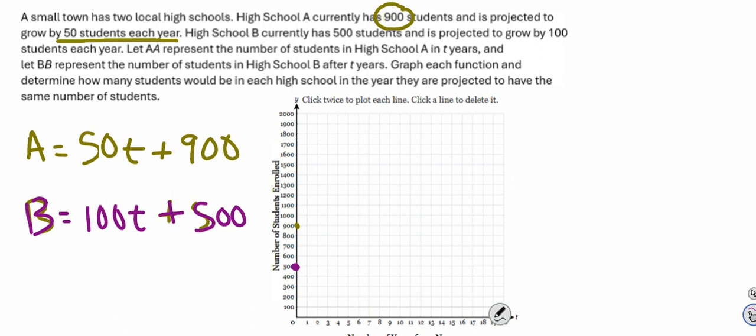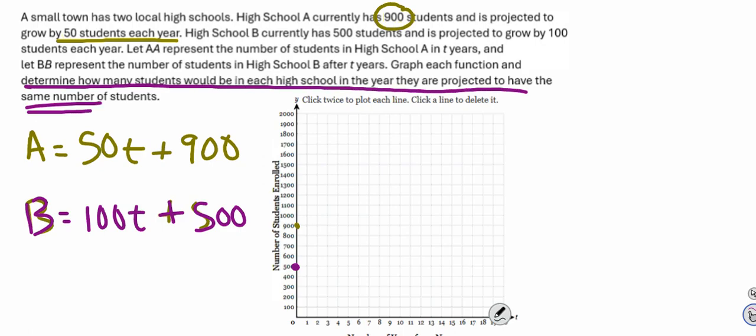And so it says let A represent the number of students in high school A in T years and B. Like, oh, there's just too many words. You know what? Let's go ahead and cut to the chase. It says determine how many students would be in each high school in the year they are projected to have the same number of students. Okay. So let's go ahead and graph the purple first because that's going to be easier.